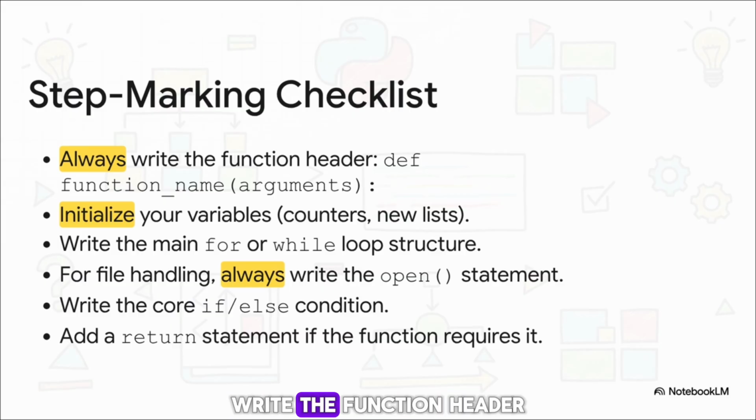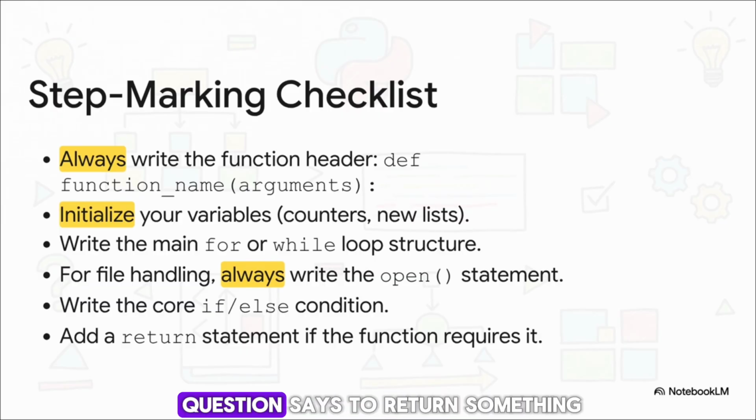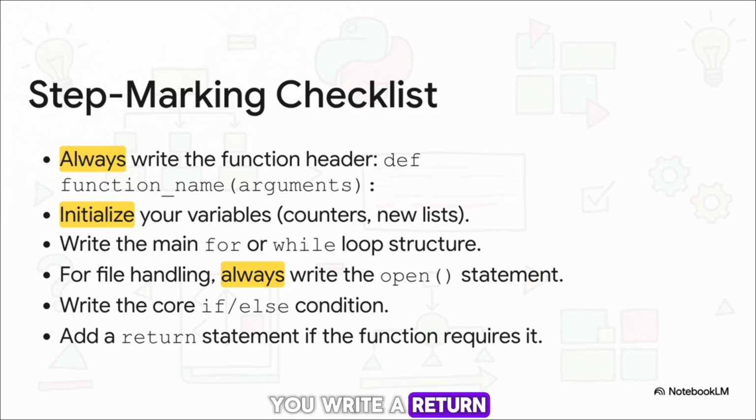Number 1, write the function header. Number 2, initialize your variables, like count equals 0 or new list equals empty. 3, write the main loop. 4, if it's a file question, you write that open line. 5, you at least try to write the main if condition. And 6, if the question says to return something, you write a return statement at the end. Every single one of these steps is tied to marks in the official scheme.